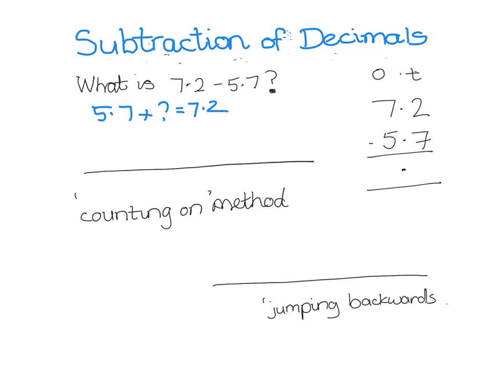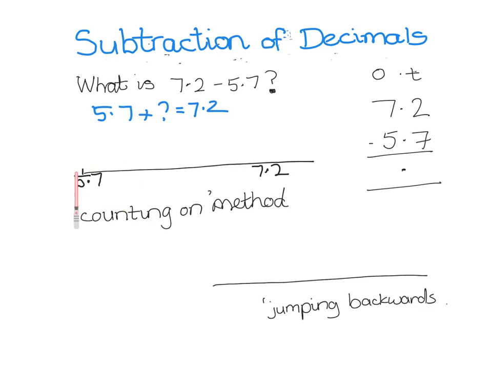So in order to do this, I start with the smaller number, which is 5.7, and I put it at the beginning of my number line. And what I'm wanting to know is, how much do I have to add on to 5.7 in order to get to 7.2? So I'm going to put 7.2 towards the end of my number line. And now I'm going to make jumps of any size in order to get from 5.7 to 7.2. What do you think the best jumps should be?